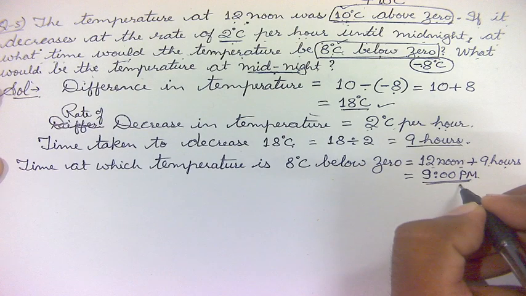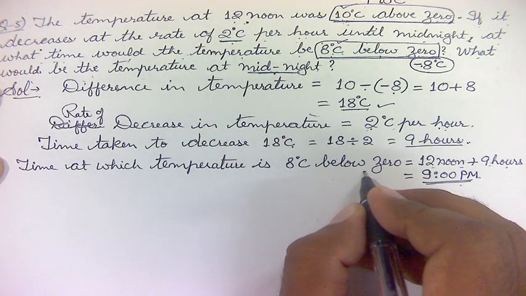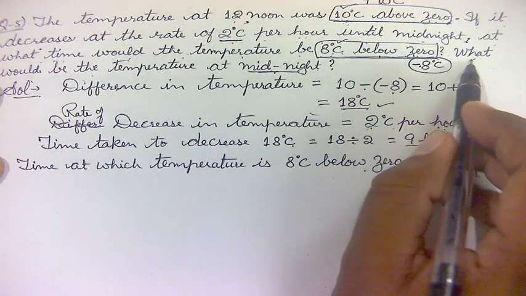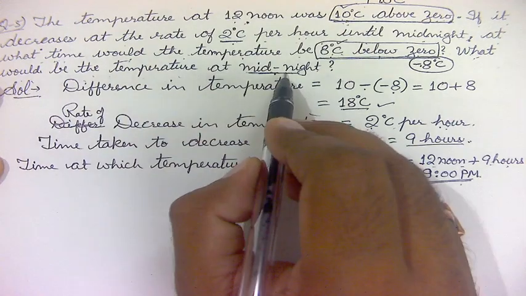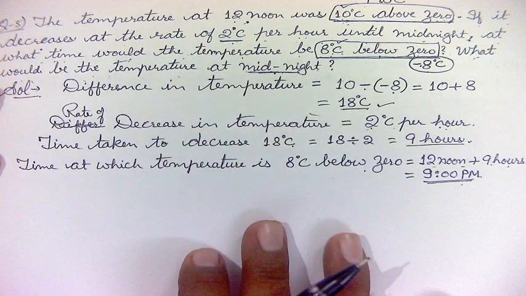So this is the time at which the temperature will be 8 degrees Celsius below 0. Now the second part: what would be the temperature at midnight? अब midnight में temperature कितना होगा?